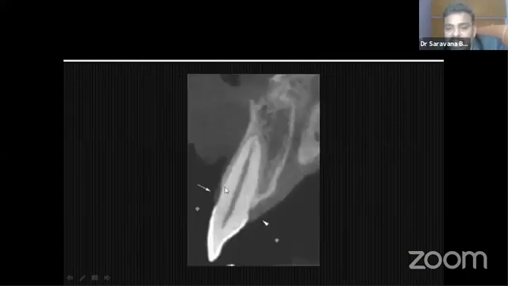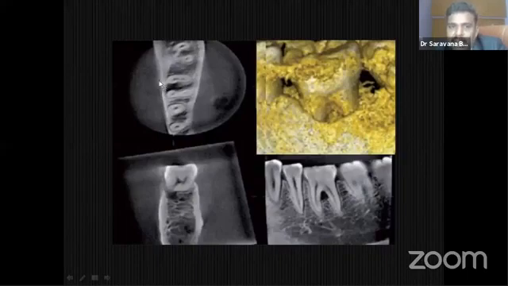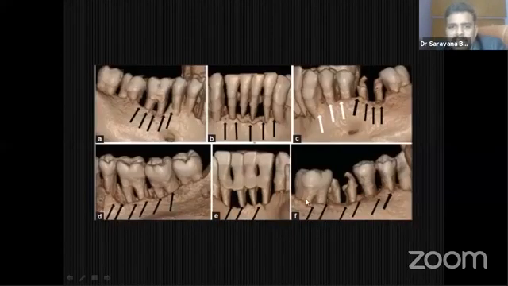Okay, from the CEJ to the crestal alveolar bone. Look at the percussion involvement here. Again, in between the roots there is a percussion involvement. Look at the 3D imaging, there is a percussion involvement. This is a case of aggressive periodontitis.